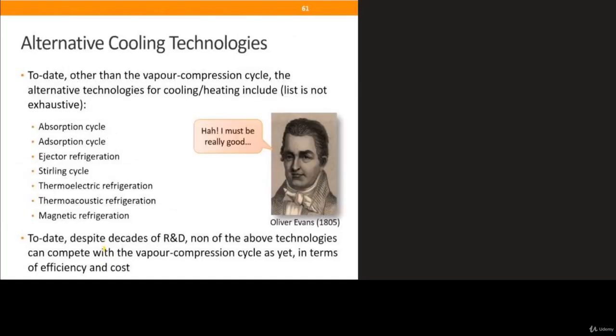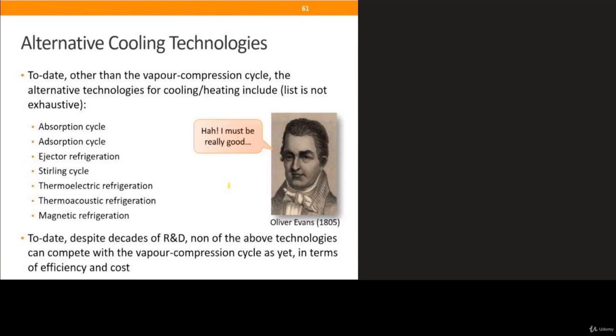The last part of this topic, we talk about alternative cooling technologies. That means technologies other than the vapor compression cycle, which is what we have learned since topic 1. People always try to find out whether there are other kinds of technologies that we can use to replace this vapor compression cycle. These are a list of cycles that people have come up with, but a lot of them are still at the R&D stage and are not as efficient as the original cycle.